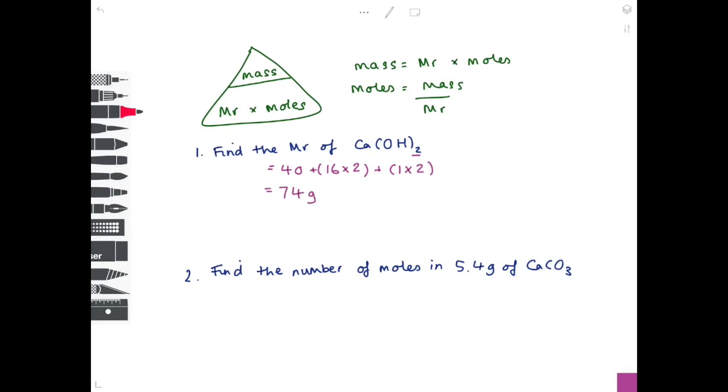Now looking to find the number of moles in 5.4 grams of calcium carbonate. So I like to write out the equation I'm using, it's good practice. Stops you making silly mistakes. So using my formula triangle, I see it's mass divided by MR. We've been given the mass in the question, which is 5.4. Now we need to work out the MR of calcium carbonate. So using the periodic table, calcium has a mass of 40, carbon is 12, oxygen is 16, and we need to multiply that by 3 due to this 3 here. So that's 5.4 divided by 100, which is 0.054.